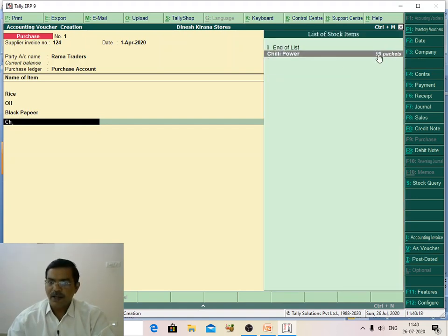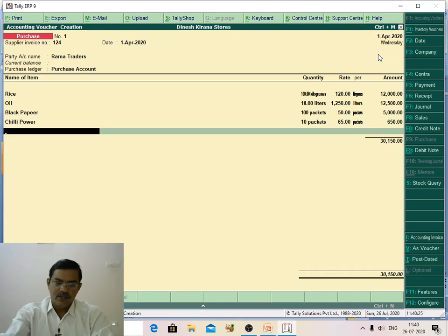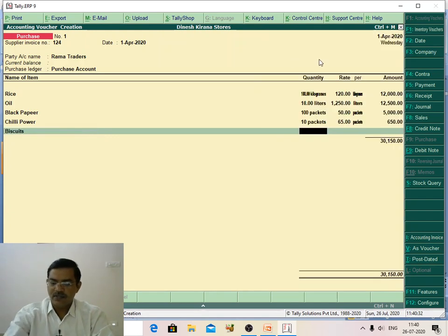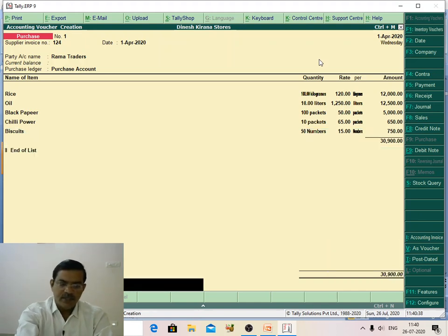Still 19 packets are available in the godown. Now he is buying 10 packets. Each packet costs 65 rupees. And biscuits: biscuit packets are also there, 490 packets. Each is 15 rupees. So items purchased from Ramarao Traders.